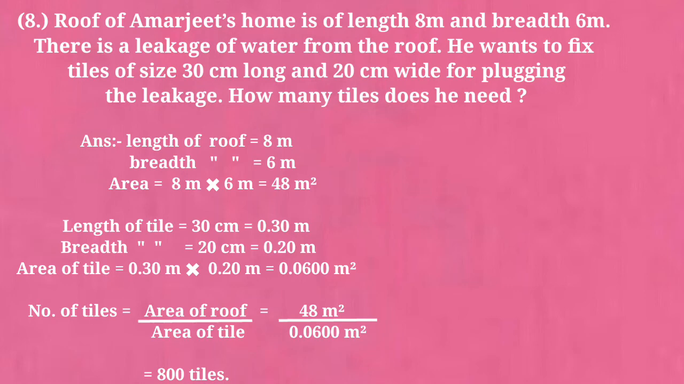Now length of tile is equal to 30 centimeter, which is equal to 0.30 meter, and breadth of tile is equal to 20 centimeter, which is equal to 0.20 meter. Now area of tile is equal to 0.30 meter multiplied by 0.20 meter, which gives us 0.0600 meter square. Now number of tiles is equal to area of roof by area of tile, which is equal to 48 meter square by 0.0600 meter square, which gives us number of tiles is equal to 800.